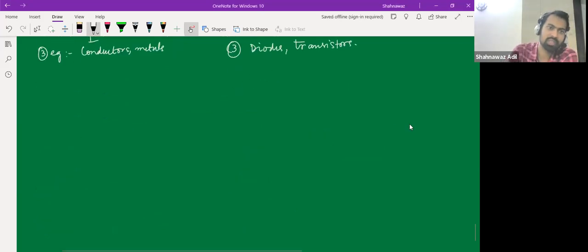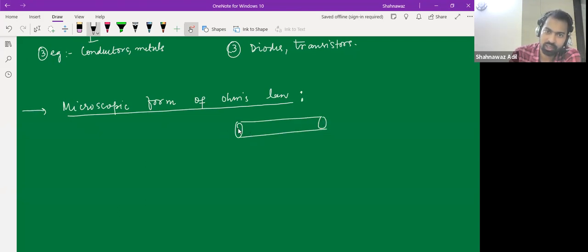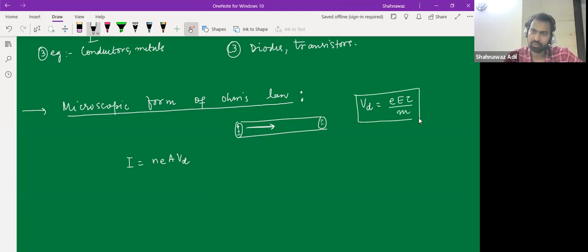Now we will learn about the microscopic form of Ohm's law. We already know that this is positive, higher potential, negative, and the current is flowing. We already know the value of current, I equals N E A V D. And we also know how much V D is: V D equals E tau by m, times the electric field.